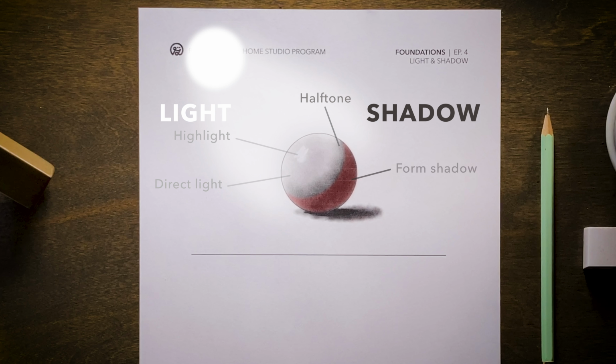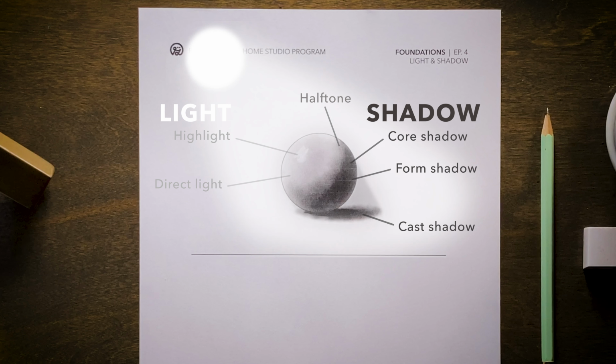A form shadow is the shadow that appears on the object itself in the areas that turn away from the light source. The area on the object that receives the least amount of light and is therefore the darkest form shadow is called the core shadow. A cast shadow is the shadow that an object casts on another surface when it blocks the light source.